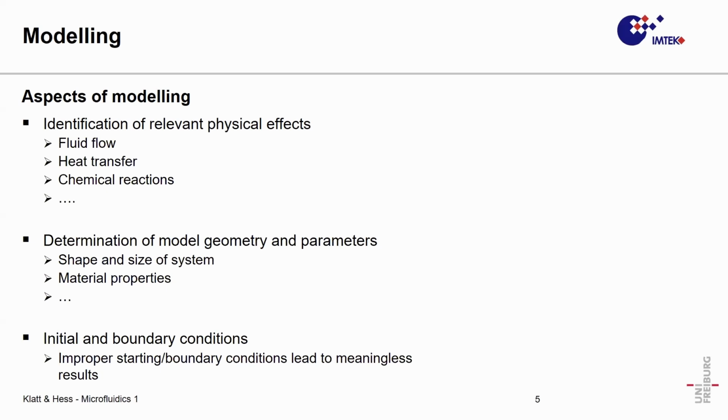And this is really important because even if you identified all the relevant physical effects, and then you did a very good representation of your model and you modeled everything very accurately, if you then choose wrong initial conditions or unphysical boundary conditions, you will end up with a completely meaningless result. So the correct choosing of initial and boundary conditions is really important.